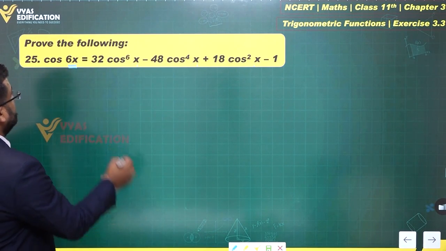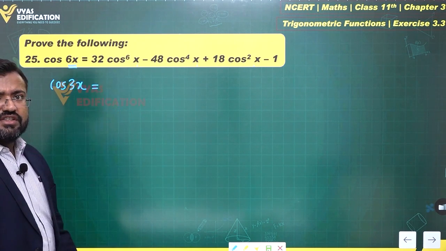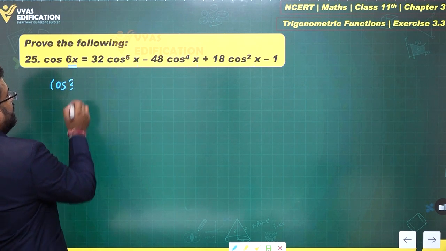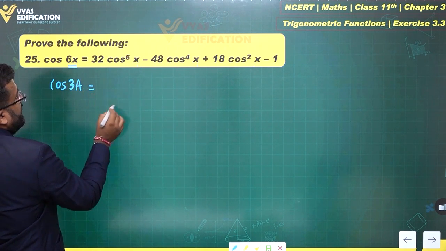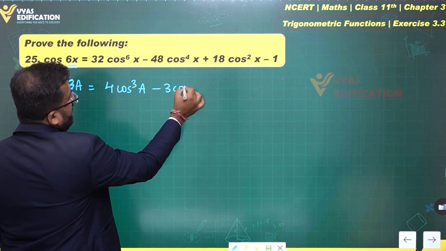Okay, and there's a simple result of cos 3x first. I remember the result of cos 3x. What is cos 3x equal to? Or we can say cos 3 theta or cos 3a is equal to 4 cos cube a minus 3 cos a.